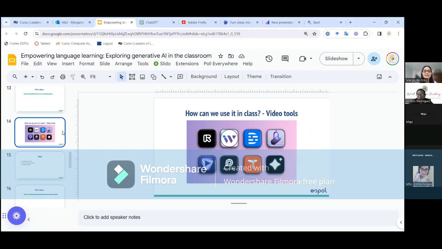Okay, so the next one is about videos. And again, there is a plethora of different tools to do it. Yesterday, I just Googled one and tried it. That's what I want to show you, how this tool works with video.